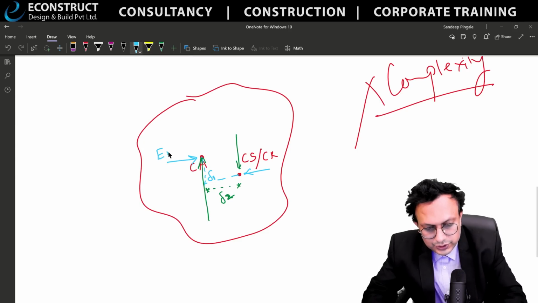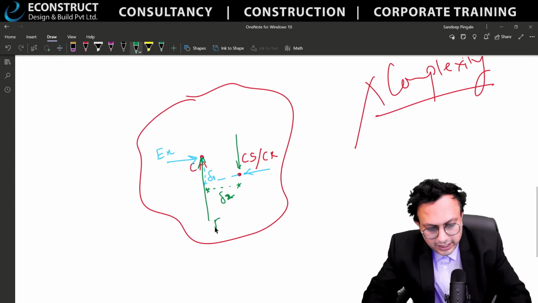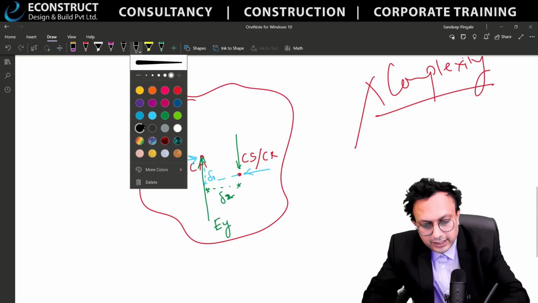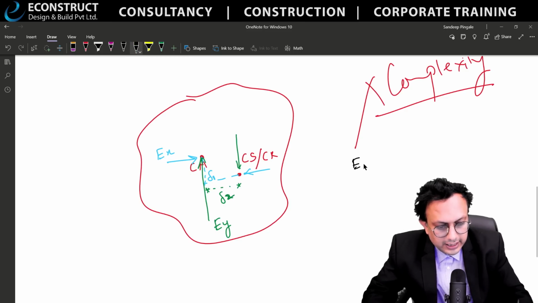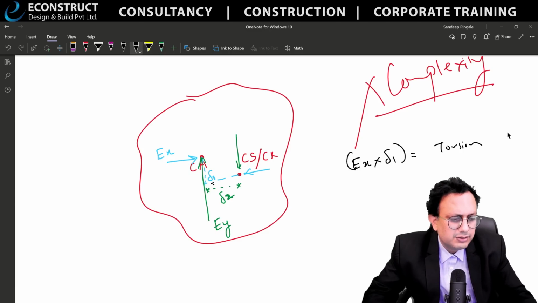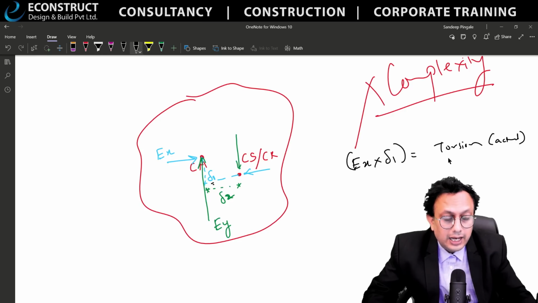Let's say this one is EX, which is the earthquake force in the X direction, and this is EY, which is the earthquake force in the Y direction. When it comes to the numerical equations, you will see delta EX multiplied by this delta 1. This would be the torsion. What kind of torsion? It is the actual torsion, I'll just say. Apart from this, you will get the accidental torsion.